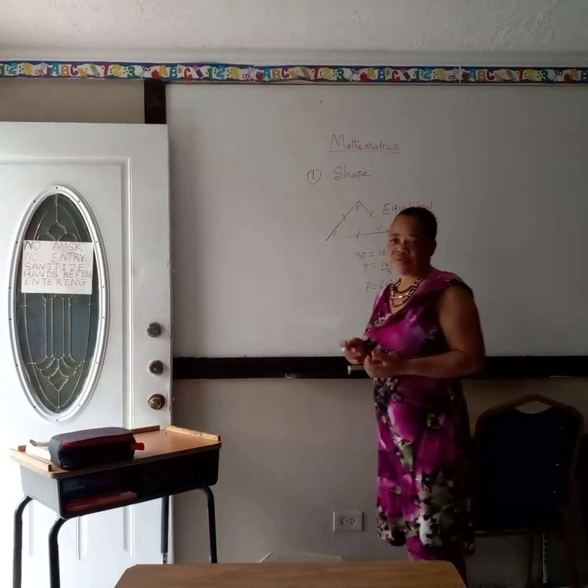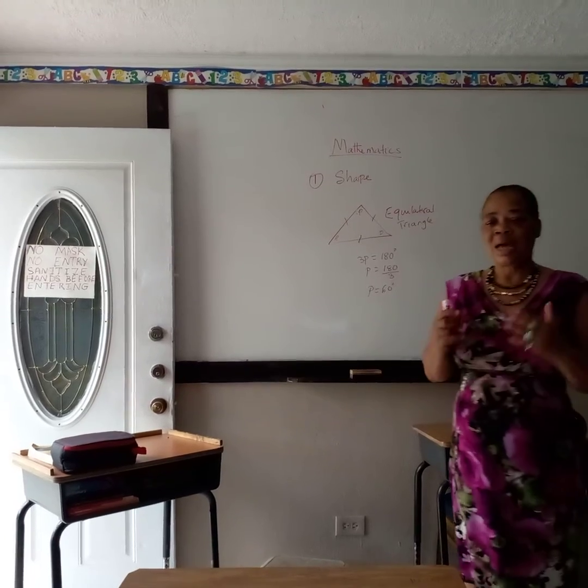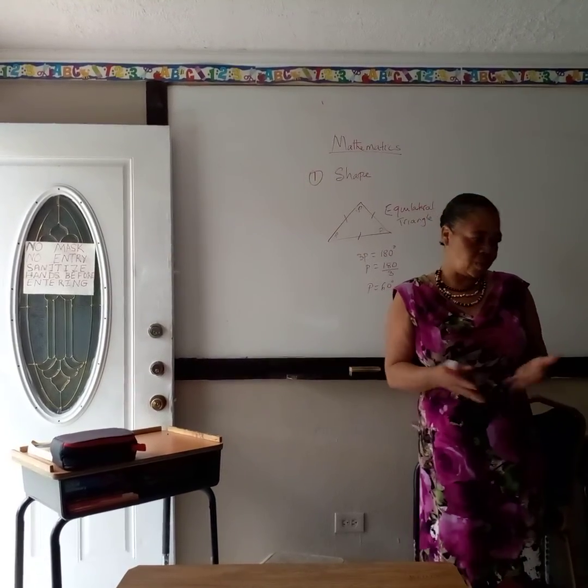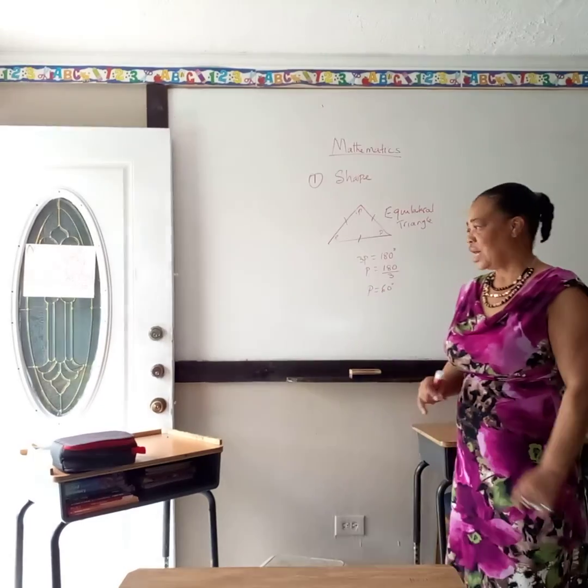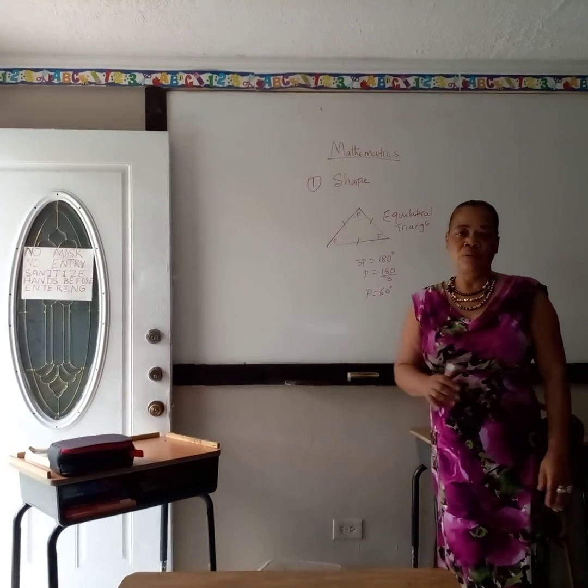But that should be a given. That should be a known. Equilateral triangle, all the angles are equal. So in an equilateral triangle, all angles add up to 180 degrees. Each angle will be 60 degrees.